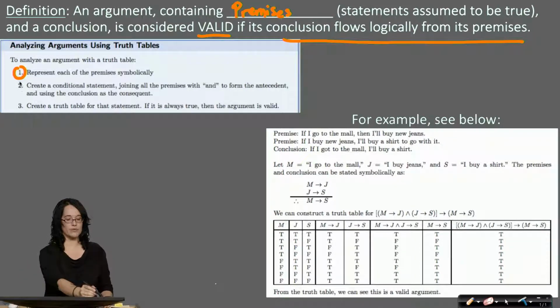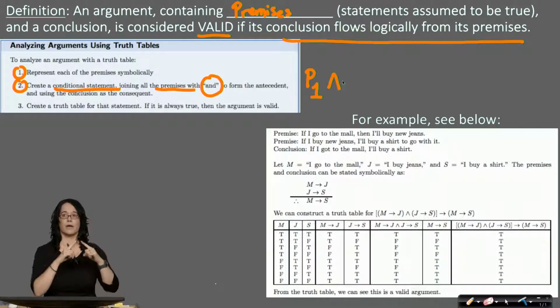The second thing we want to talk about is how to set up a truth table that would help me verify the validity of an argument. The way we're going to do that is to work toward a conditional statement. Remember, that's an if-then statement. By joining all of your premises, for example, I'll use P for premise, so premise 1 with the word and, that's our conjunction, and premise 2, P2 for premise 2.